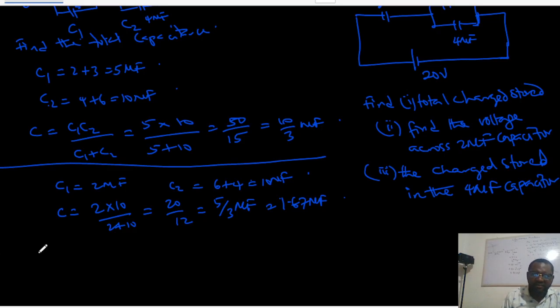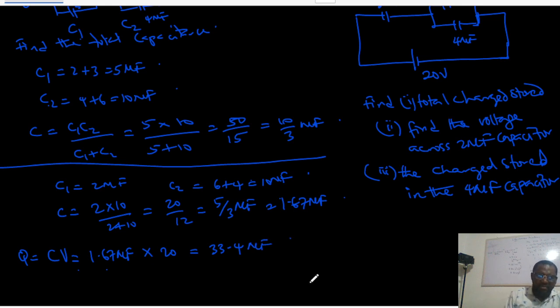So now I can find the total charge, because total charge is total capacitance times total voltage, Q equal to CV. So the total capacitance is 5 over 3, or let's say 1.67 microfarad, then multiply by the voltage here, which is 20. If I multiply this by 20, it is going to give me 33.4, I guess. Yeah, I believe this is correct, 33.4. So the total charge stored is 33.4 microcoulomb.